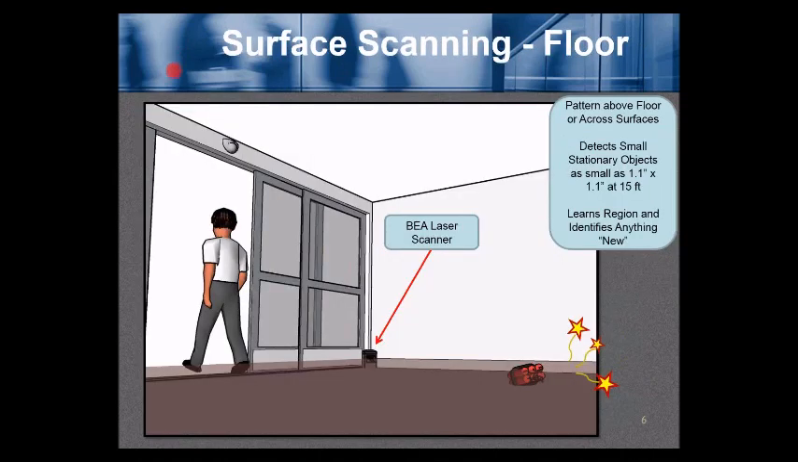Surface scanning of the floor. Here we have our laser scanner emitting a horizontal plane, scanning the floor, the pattern above the floor or across surfaces. It detects small stationary objects as small as 1.1 inches by 1.1 inches at 15 feet. The sensor will learn the region and identifies anything new. And in this case, as an example, it looks like a couple sticks of dynamite.